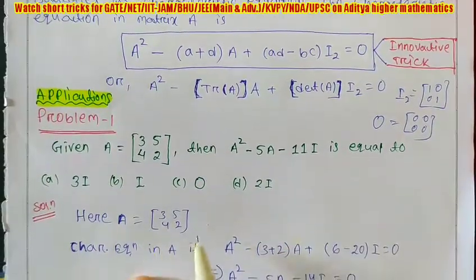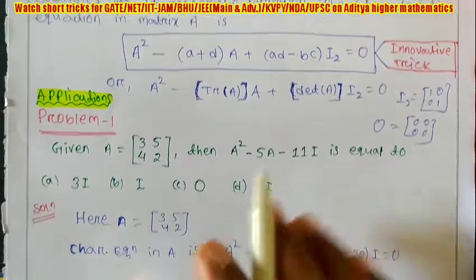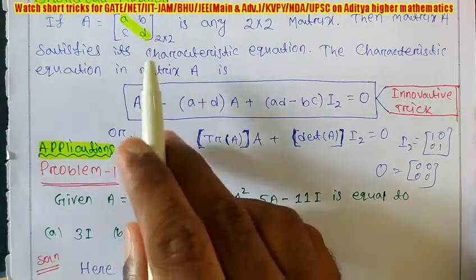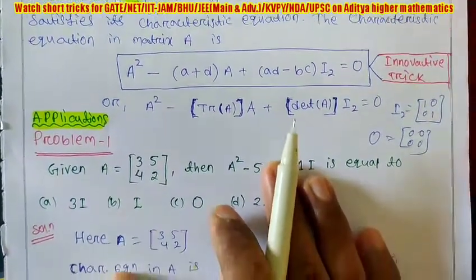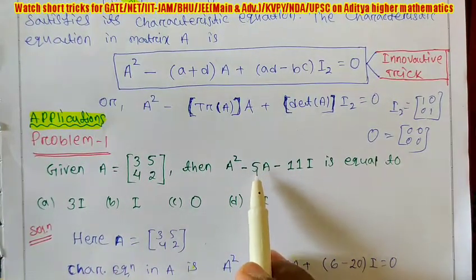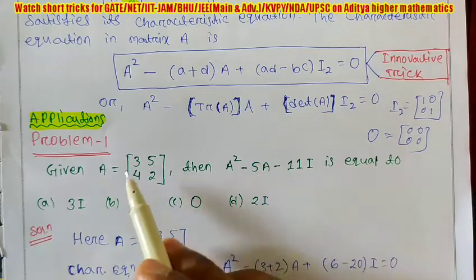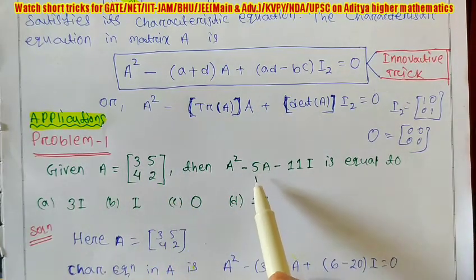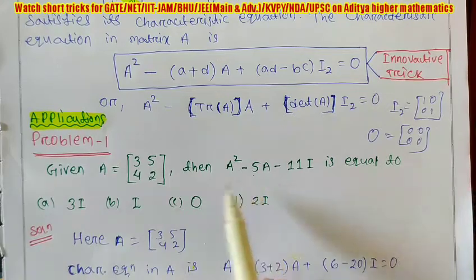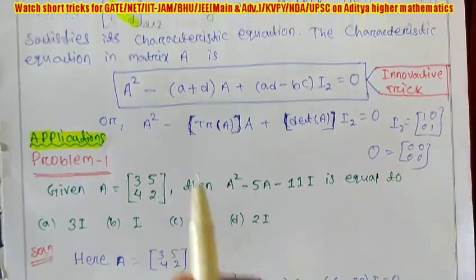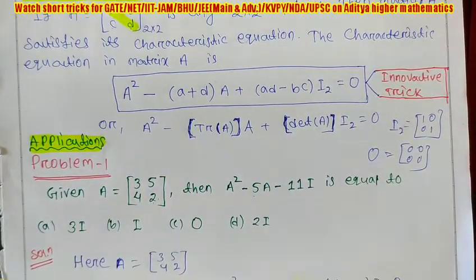Here matrix A is given, and I told you what is the characteristic equation of any 2 by 2 matrix [a, b; c, d]. And before solving a question, you first check whether the coefficient of A given is the sum of diagonal elements or not. That is the trace of A. You can see the coefficient of A given is 5 and the sum of diagonal elements is 3 plus 2, which is 5. That means you can apply our trick. Understood?